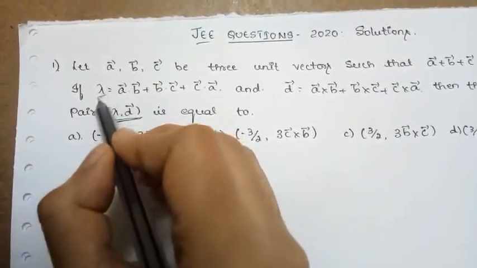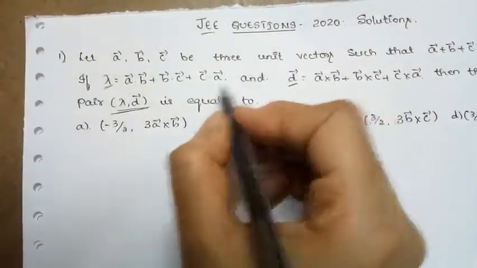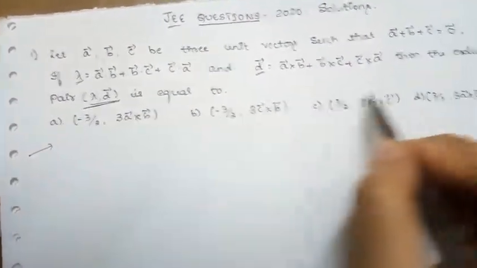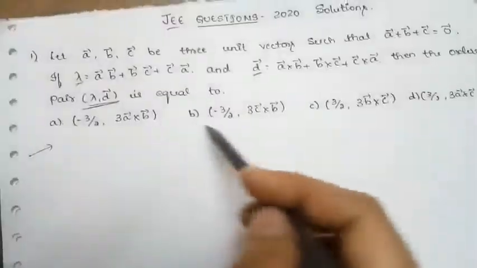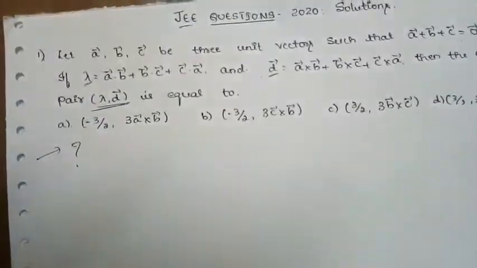So we need to find this ordered pair. That means we need to find the value of lambda and vector D. This is the question which we need to solve here, and they have given us 4 multiple choices. Among the 4 we need to choose one. So how are we going to start this question?